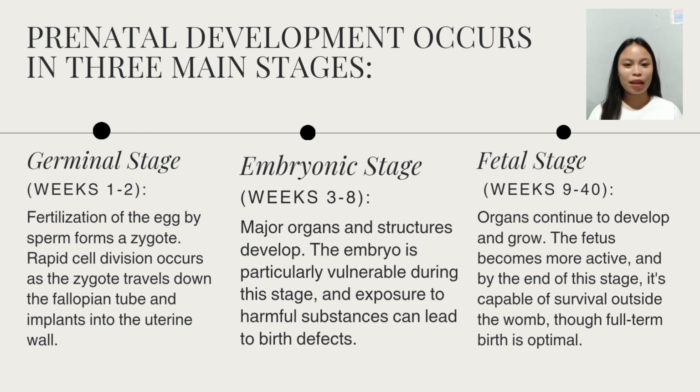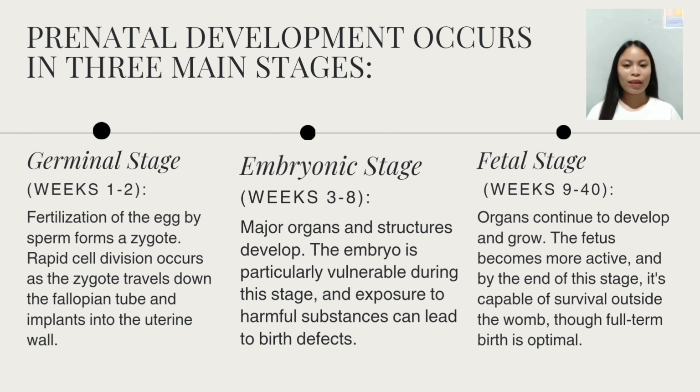First, germinal stage, weeks 1 to 2. Fertilization of the egg by sperm forms a zygote. Rapid cell division occurs as the zygote travels down the fallopian tube and implants into the uterine wall. Second is embryonic stage, weeks 3 to 8. Major organs and structures develop. The embryo is particularly vulnerable during this stage, and exposure to harmful substances can lead to birth defects.